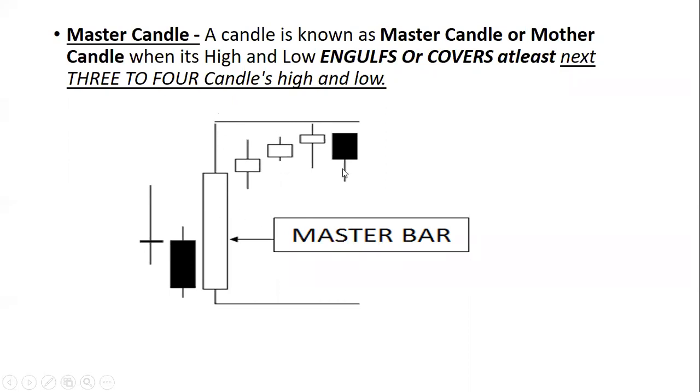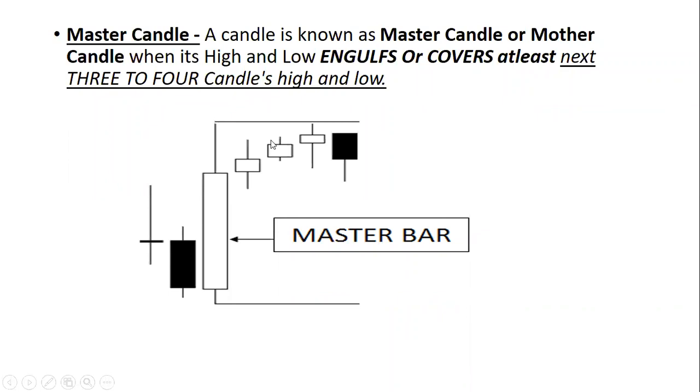Now let's quickly discuss how we can take a trade as per this setup. Price is moving inside the master candle. Price is unable to break the master candle high. Price is unable to break the master candle low. Price is just moving inside the master candle. This is known as consolidation. We will initiate a trade once price breaks the master candle high or master candle low. If price breaks the master candle high, we can go for a long trade, with stop loss at the master candle low. If price breaks the low of the master candle, we can go for a short trade, with stop loss at the master candle high.